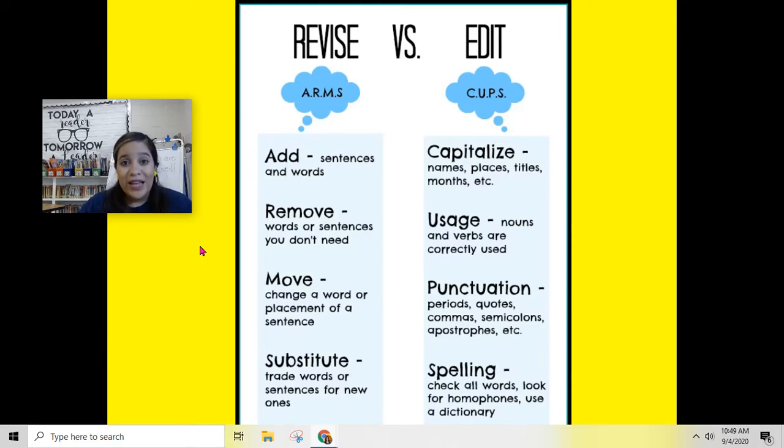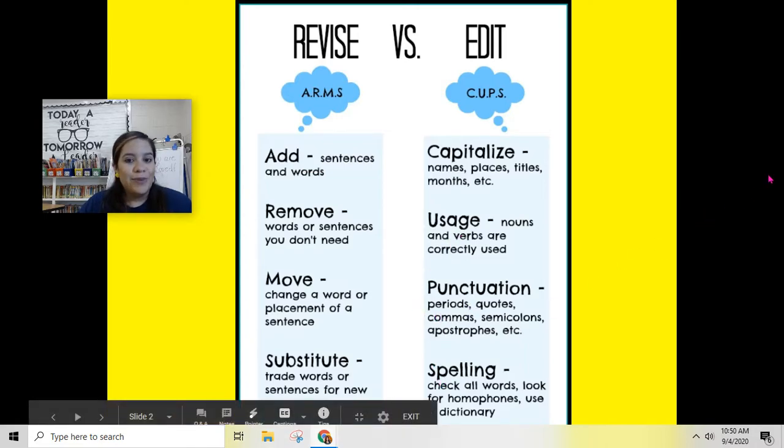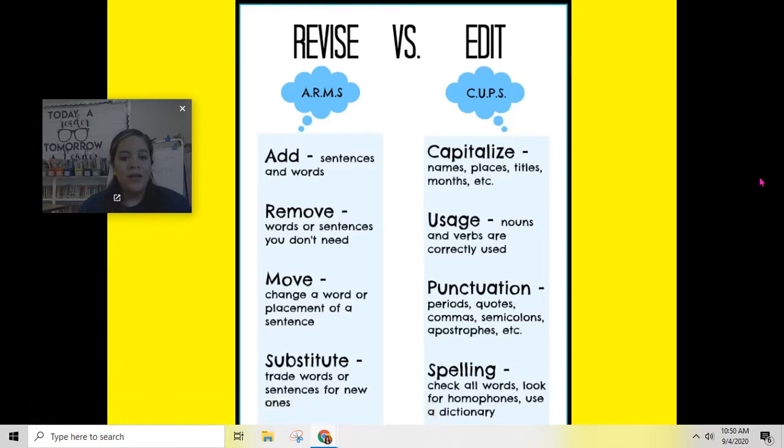Every time you write a paragraph for your daily writing prompt, make sure you revise your writing to make sure it makes sense. Sometimes, if you have the opportunity, even read it to somebody else to make sure it makes sense to them as well. And as always, capitalize, check that your words make sense, that you use correct punctuation, spelling, and spacing. Let's do a prompt together.